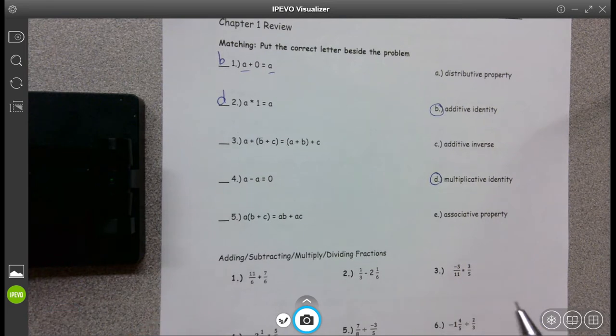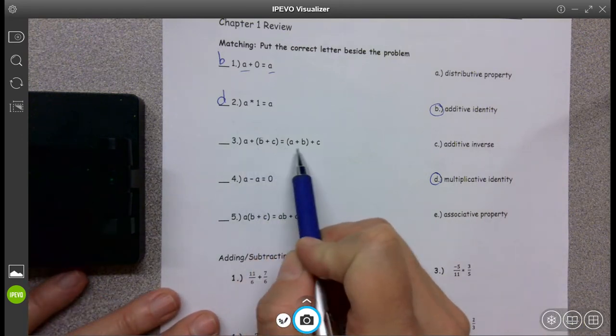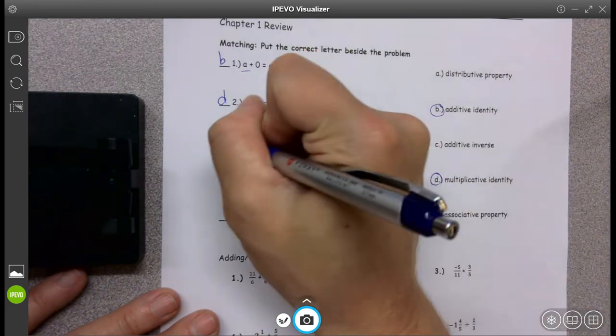I would like you to make sure that you completed this packet as much as you can on your own, so that way you can see your errors and learn from them rather than copying this down. Here, we're associating with B and C, and now we're associating A and B, and the two things are equal, so that's the associative property.